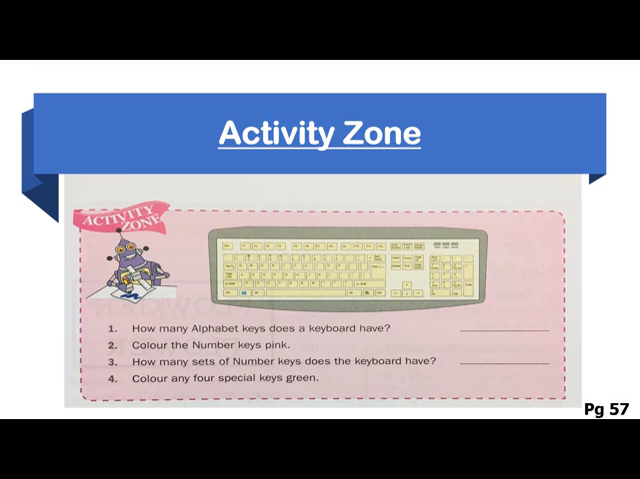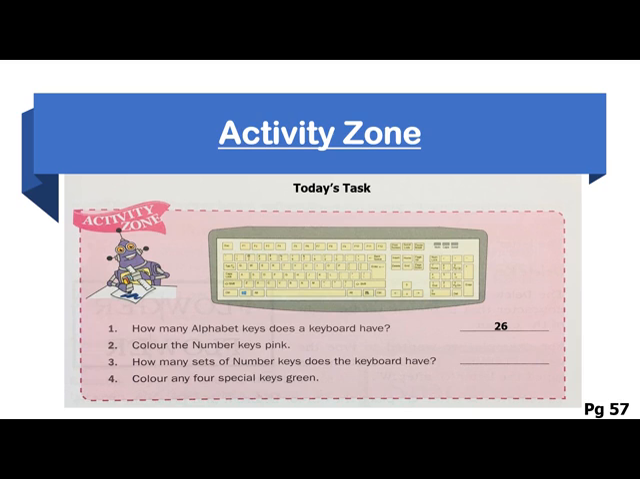Students, now turn to the next page, page number 57, and let's do activity zone. First of all, you will write today's task. Now let's start doing this activity. How many alphabet keys does a keyboard have? Yes, 26. Now you have to color the number keys pink. On the keyboard, I have told you that one set of number keys is on the top of alphabet keys and the other is on the extreme right hand side. So color those number keys pink.